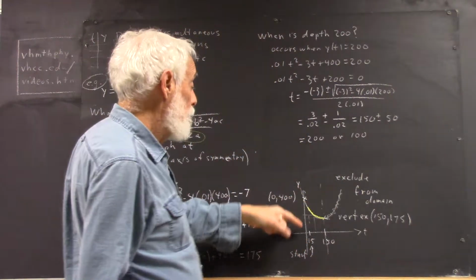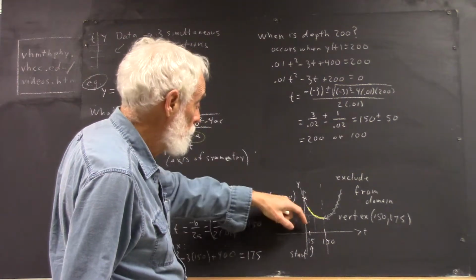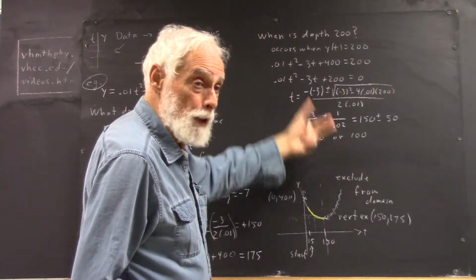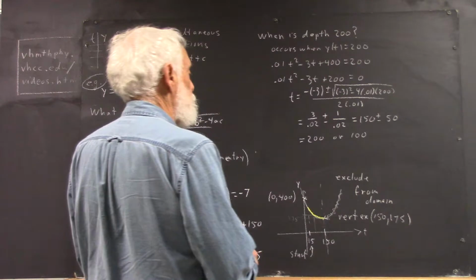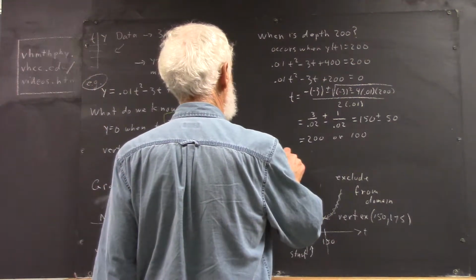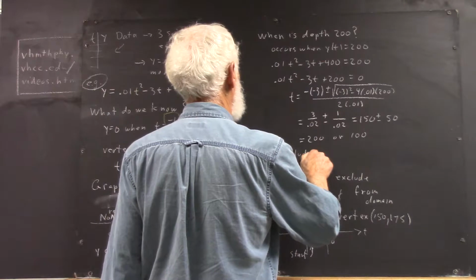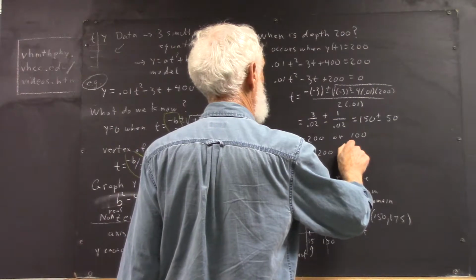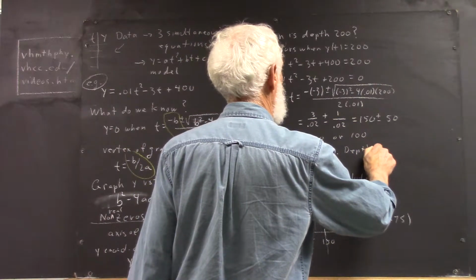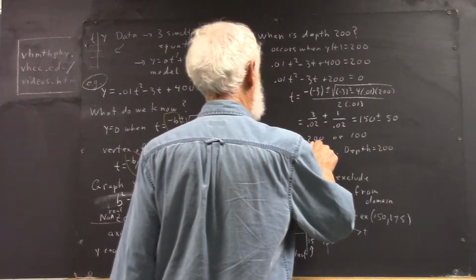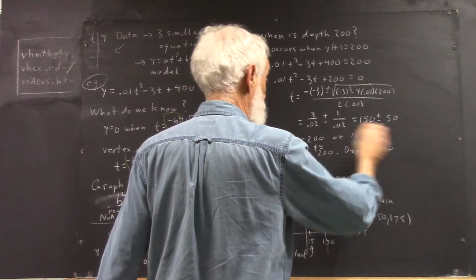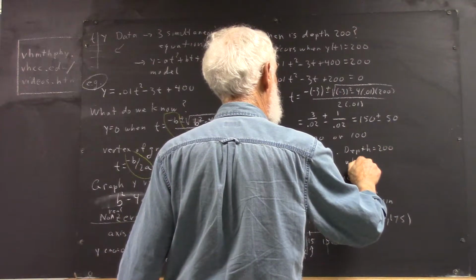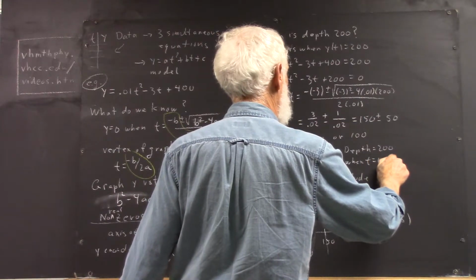Our domain, in this case, would only run, say, from 15 to 150, or from wherever we started to 150. It would not go into the part of the parabola where the depth would be increasing again. Okay, so we exclude t equals 200, and we then conclude that depth equals 200 when t equals 100.